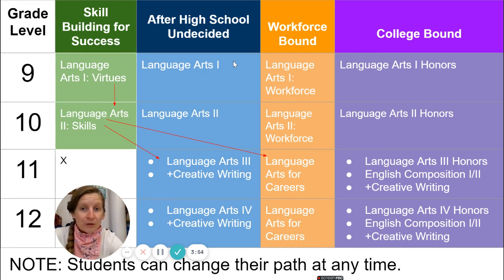So if you're an incoming freshman, you can choose between Language Arts 1 and Language Arts 1 Workforce. And we've already selected honors and virtues students for that. 10th grade, you get to choose. If you haven't been selected for skills or for honors, you will get to choose between just undecided as well as the workforce bound track. And then after high school undecided for 11th grade, workforce bound and college bound, you get to choose. We won't place you, you'll get to choose.